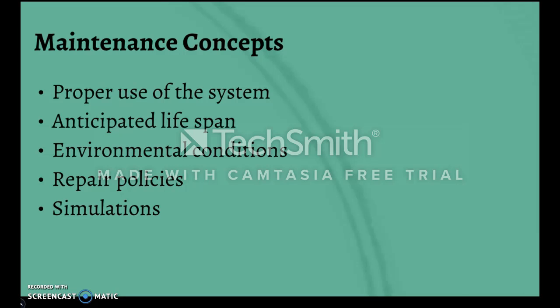The environment the system will be in should also be considered because that will affect lifespan and maintenance procedures. The environment may also introduce additional stresses into the system. Policies on how to perform different types of repairs should also be decided. Simulations may also be conducted in order to help predict some of the behavior of the system.